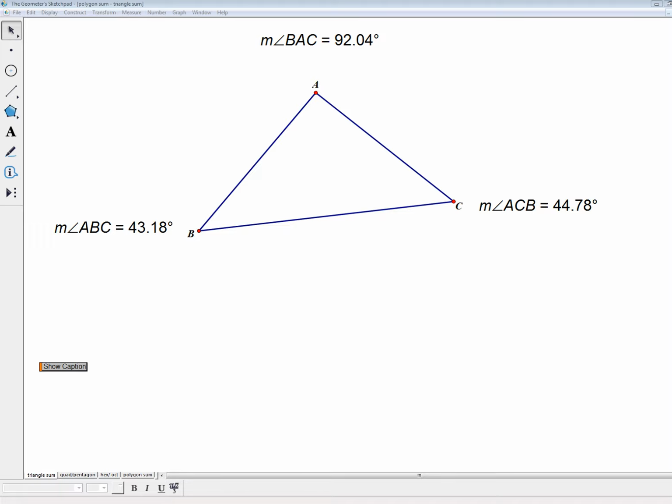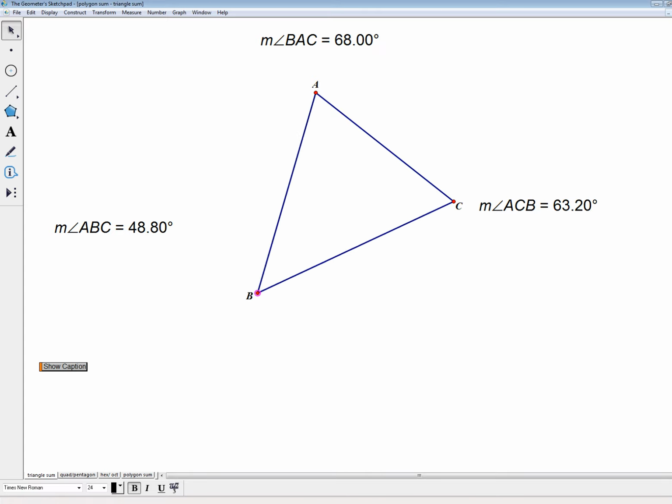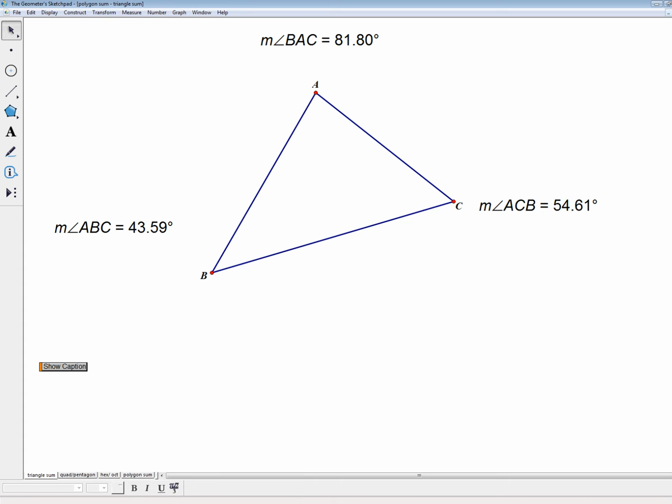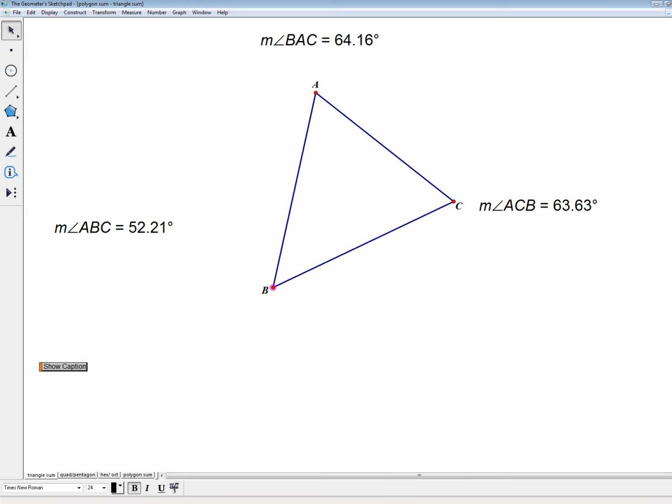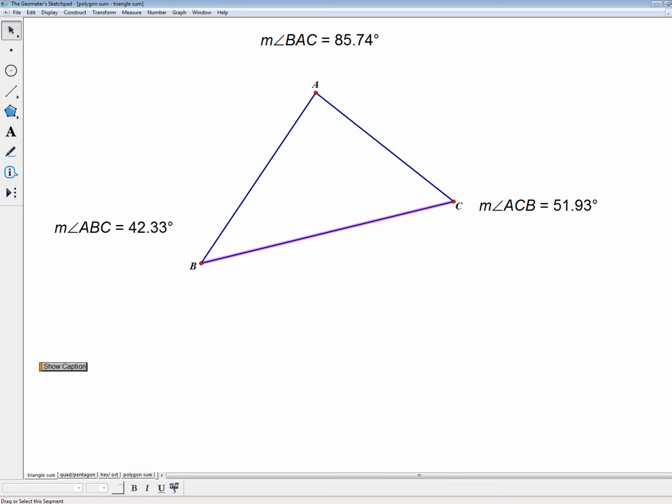This geometry video is about the topic of interior angles of a convex polygon. More specifically, we're going to look at the triangle sum theorem and then the polygon sum theorem. So here's a triangle. Notice that it's totally dynamic.